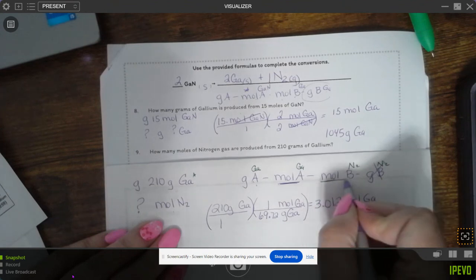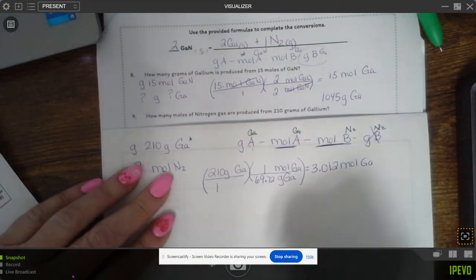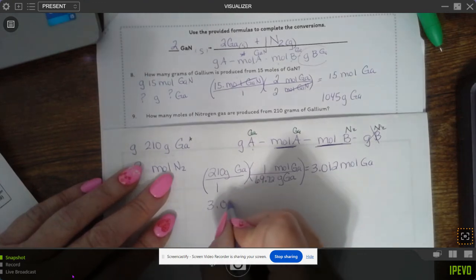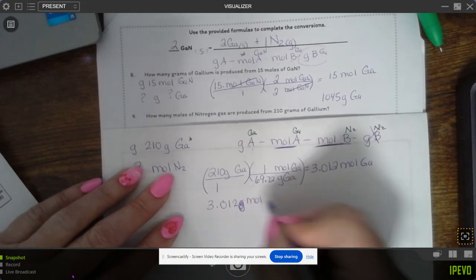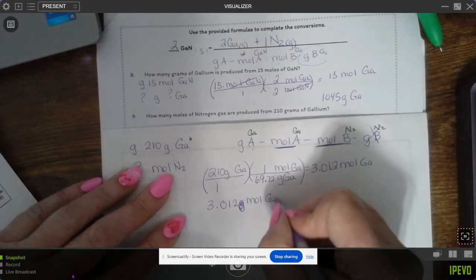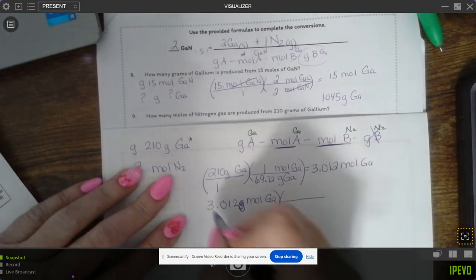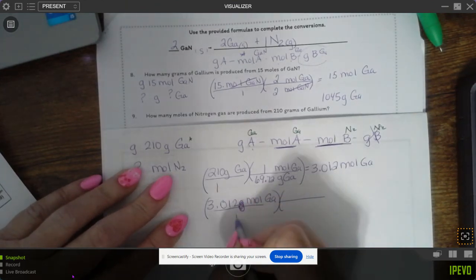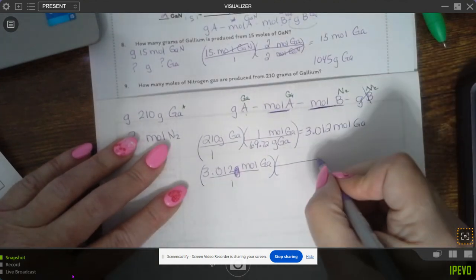Now I need to get to step 2, which is to go to moles of B or moles of nitrogen. So I have 3.012 moles. See how important these units are. These units are so important. If I would have written grams there, I would have put grams down here, which would have made me think I needed the molar mass. So the units are so important.